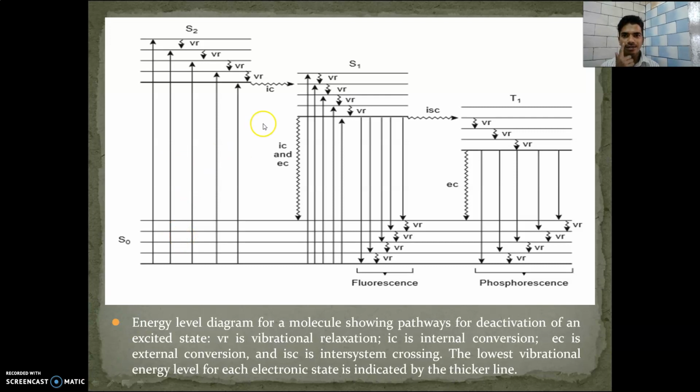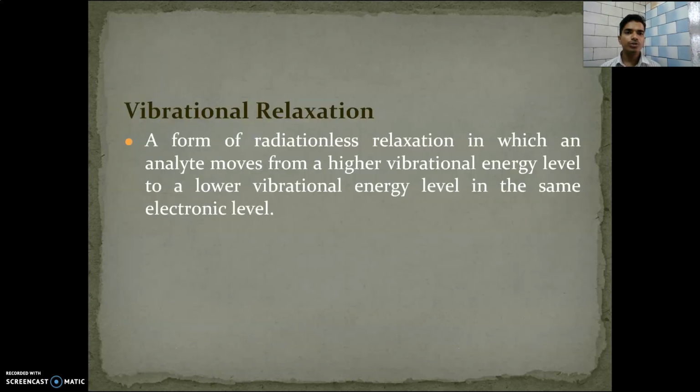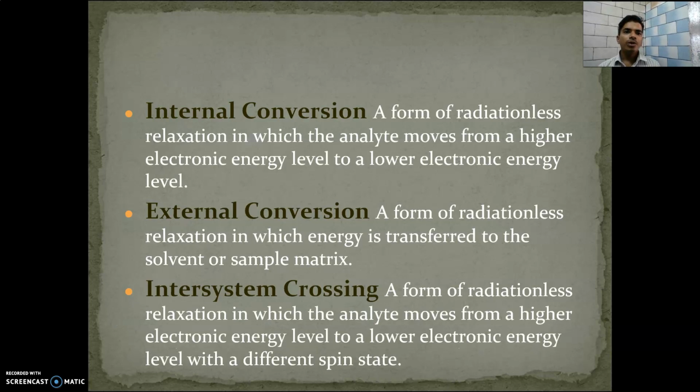So this is the internal conversion, then external conversion and the particular intersystem crossing. These are the radiationless relaxations, internal, external and intersystem crossing. The only difference is that external conversion transfers energy to the sample and sample matrix.